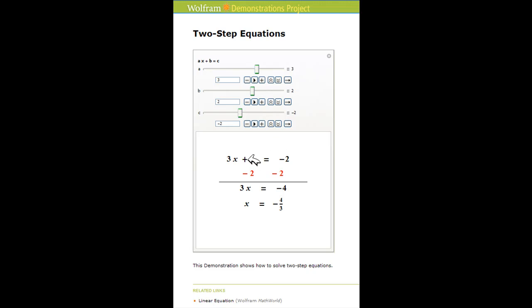Okay, so we have 3x plus 2 equals negative 2. We're going to subtract 2 from both sides. So negative 2 minus 2, that's negative 4. And then divide both sides by 3. You get negative 4/3.